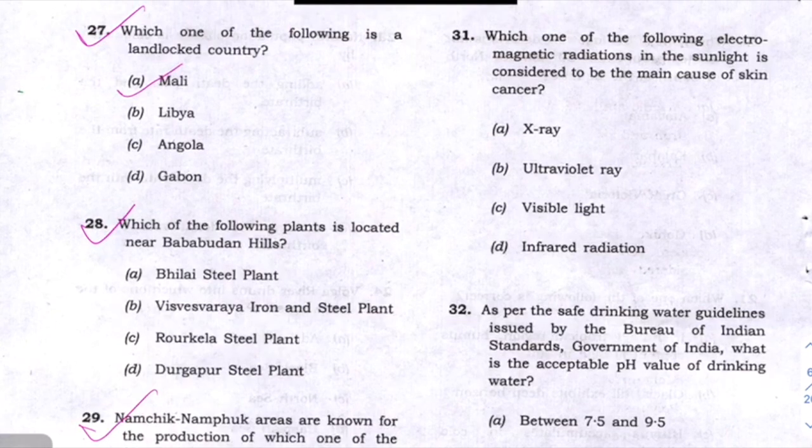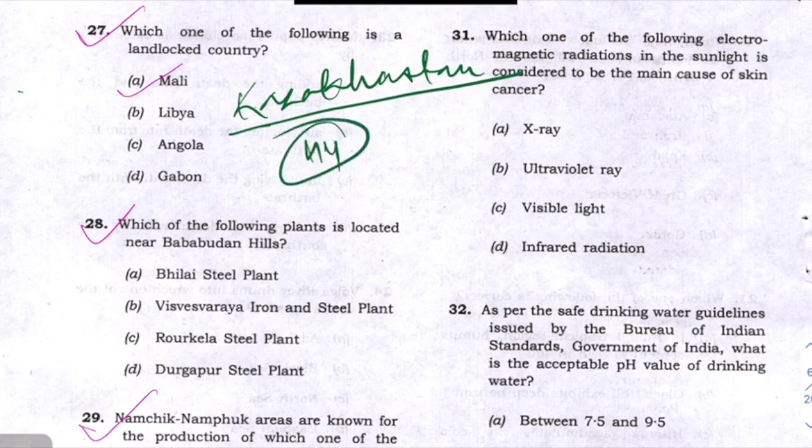Then comes the next question, which is: which one of the following is a landlocked country? This is again a type of question where, if you do not know, it is not a big deal, because you cannot remember all the landlocked countries. But one thing is that the biggest landlocked country is Kazakhstan, right? There are around 44 landlocked countries, and 5 are partially landlocked. So you can see that Kazakhstan is the biggest landlocked country.